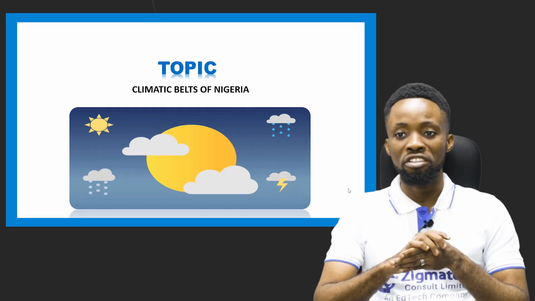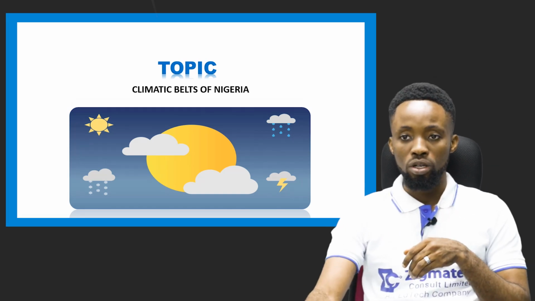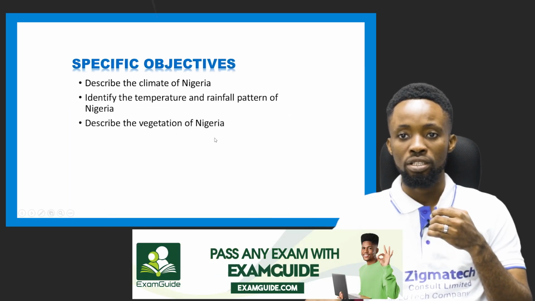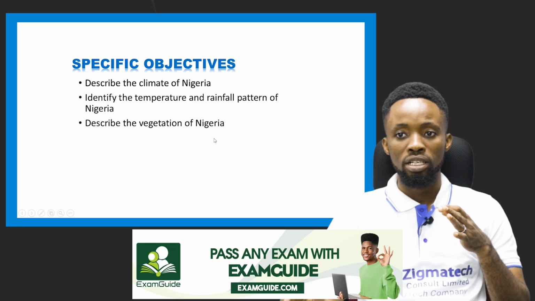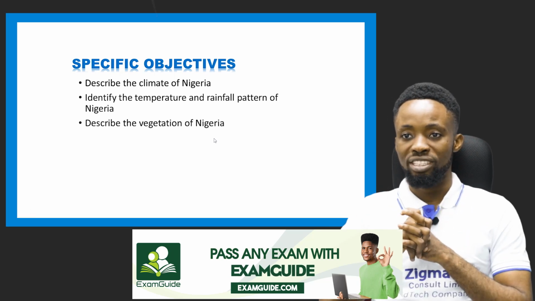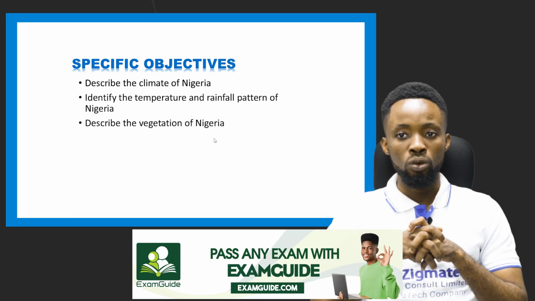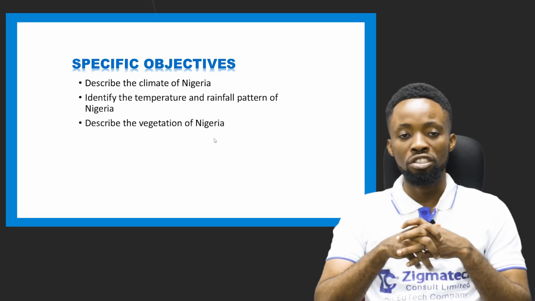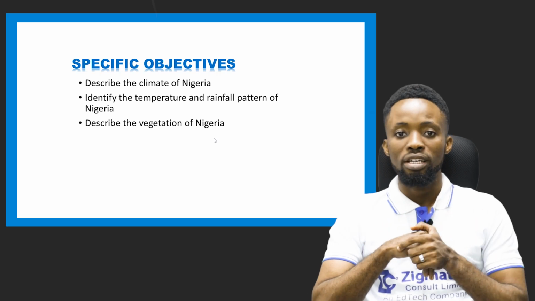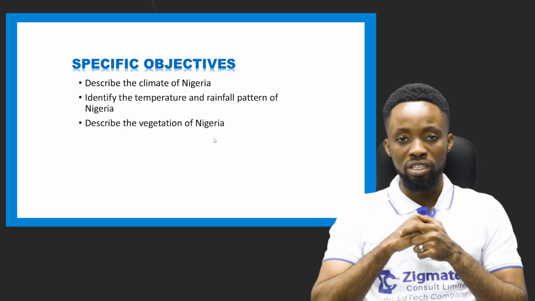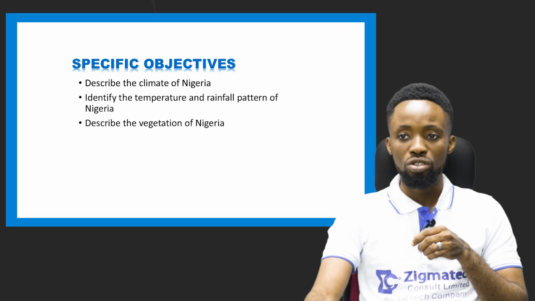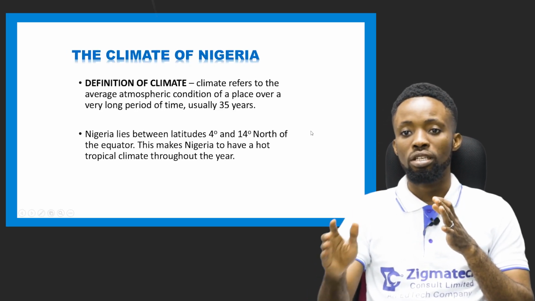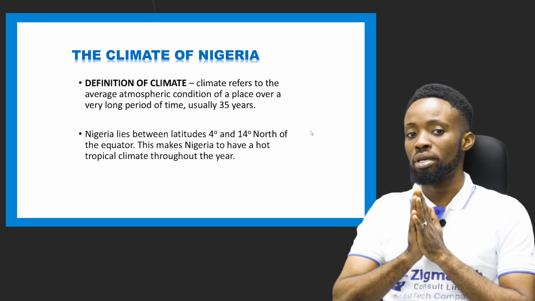In this class today, we'll be looking at the climatic belts of Nigeria as well as the vegetation of Nigeria. The specific objectives for this lesson will look at the climate of Nigeria, then we'll look at the temperature and rainfall pattern of Nigeria as well as the vegetation of Nigeria. So let's look at the meaning of climate.